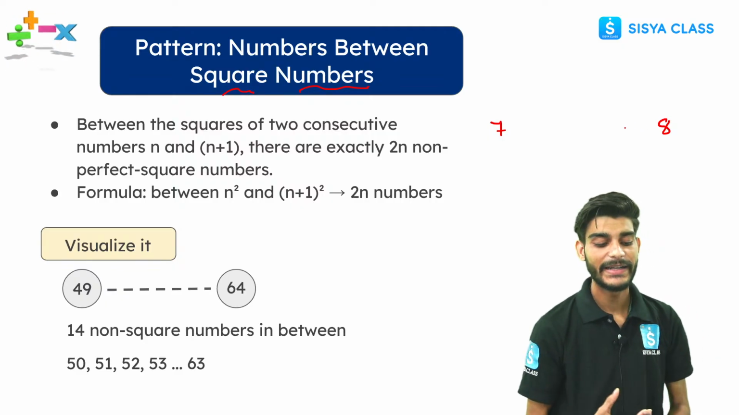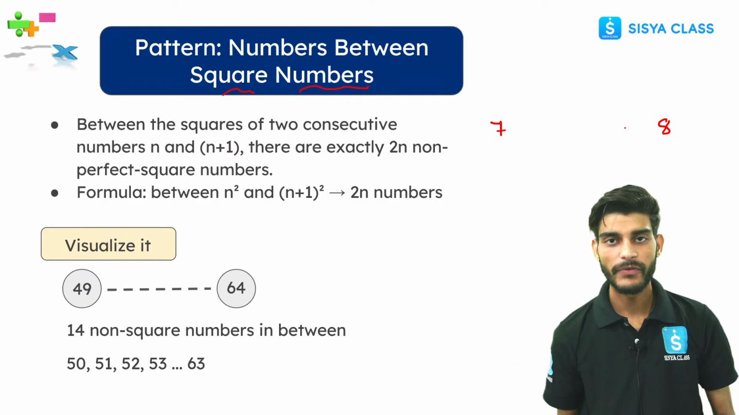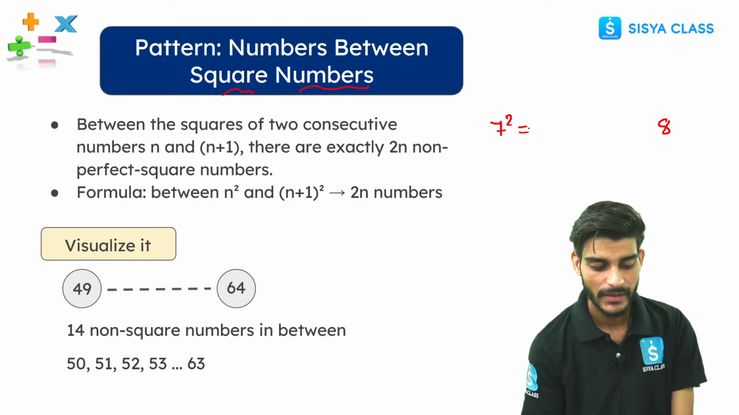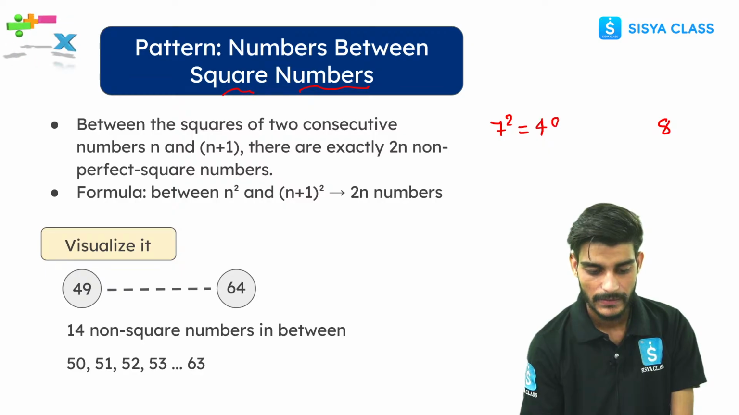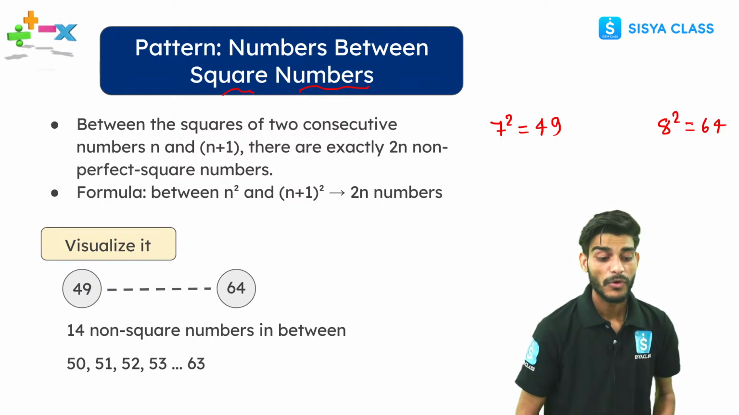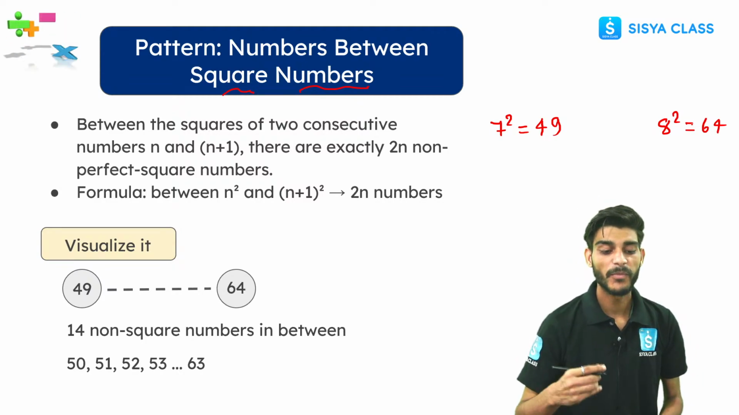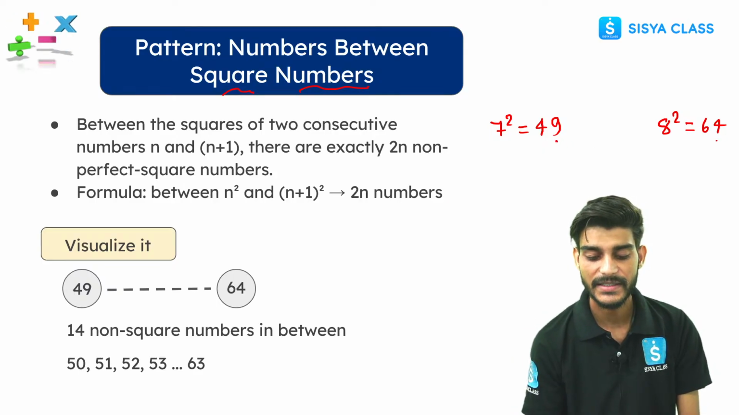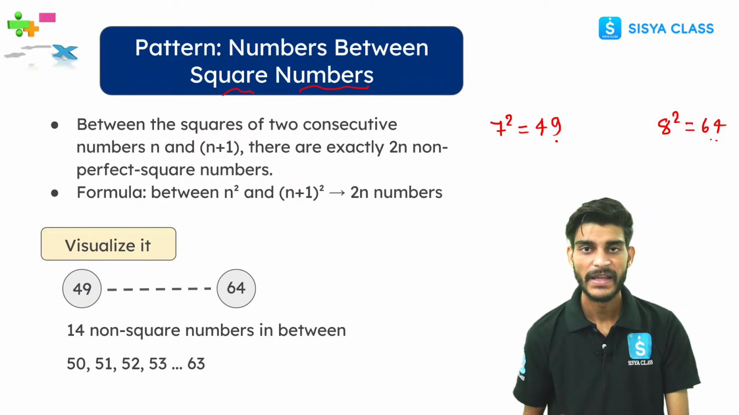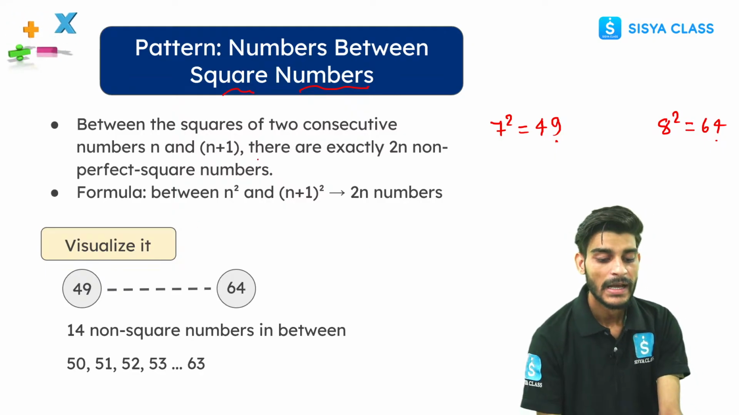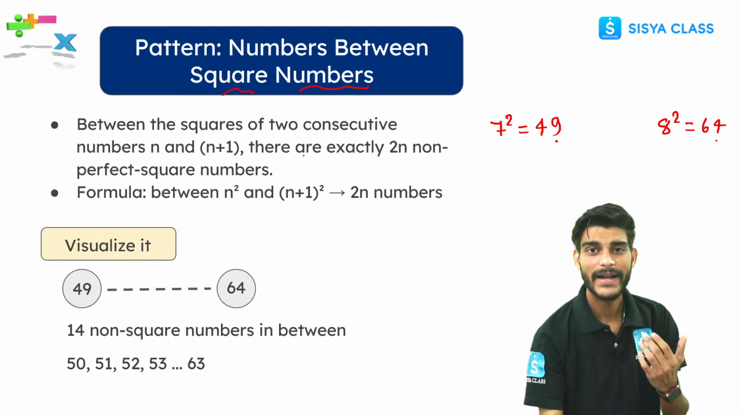Just try to find their squares. Everyone knows how to find the square. Just multiply the number 2 times. So 7 square will be 49. 8 square is 64. Clear? So how many non-perfect square numbers exist between these two numbers, 49 and 64? Understood the question? Between the squares of two consecutive numbers, how many non-perfect square numbers exist?